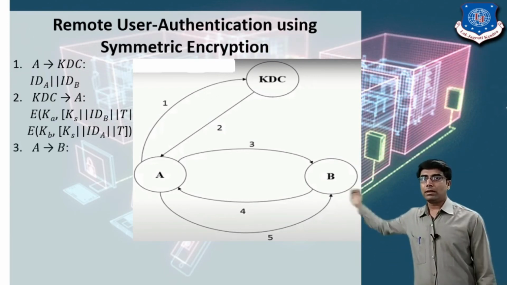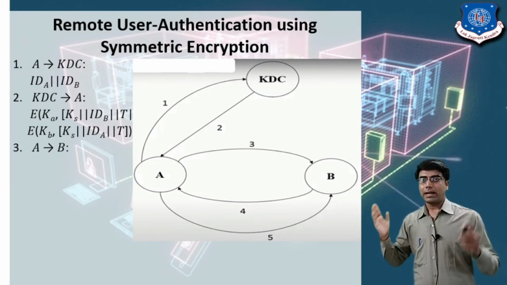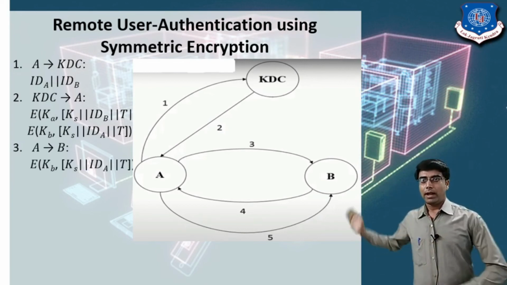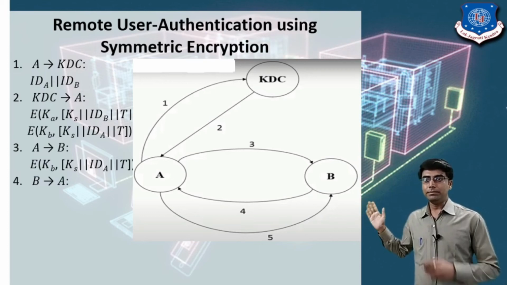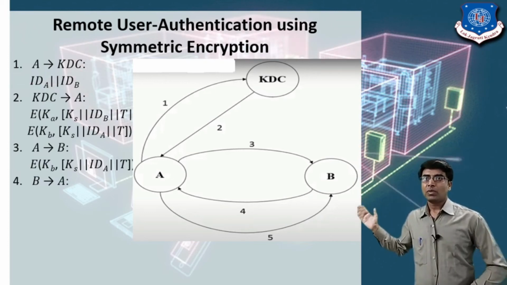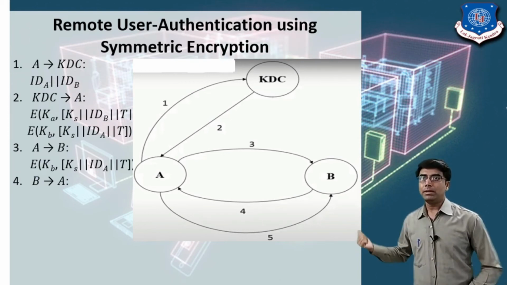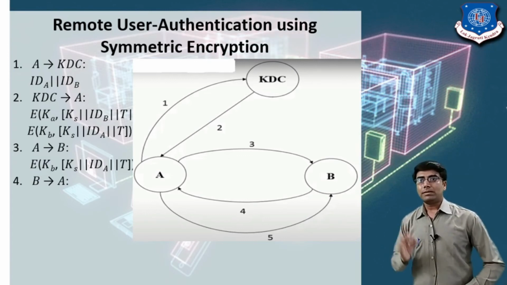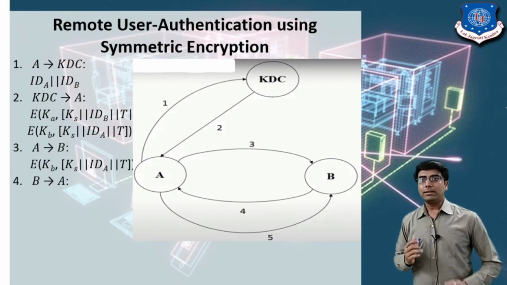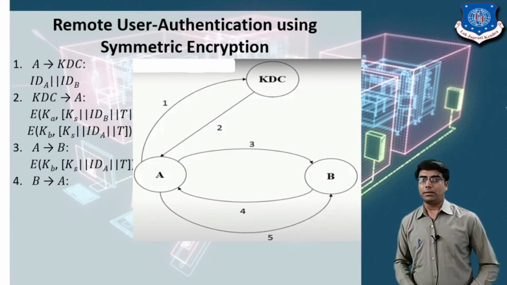Now the third step, user A will send the second portion of the message to user B, and that message includes the session key appended with the identity of user A and the timestamp, encrypted using the master key of B. Now user B gets this message, decrypts it, and gets the session key.